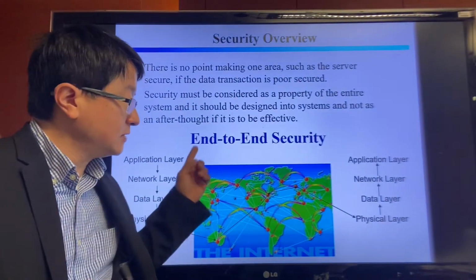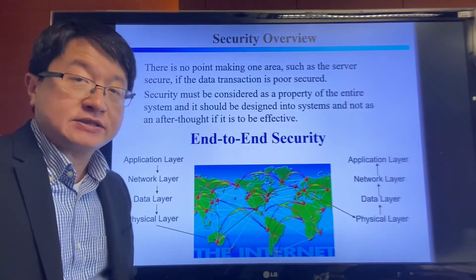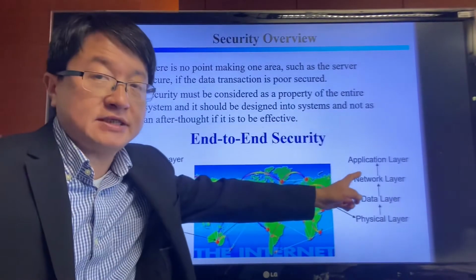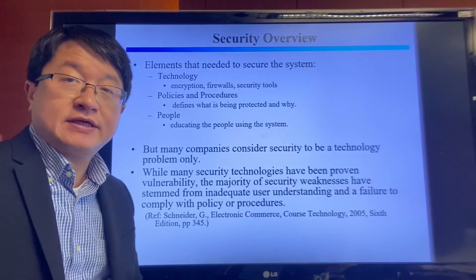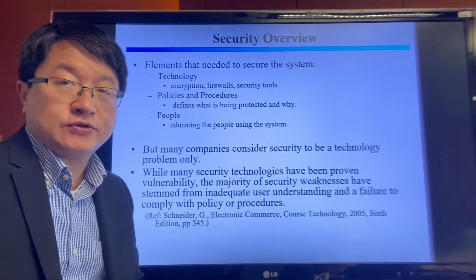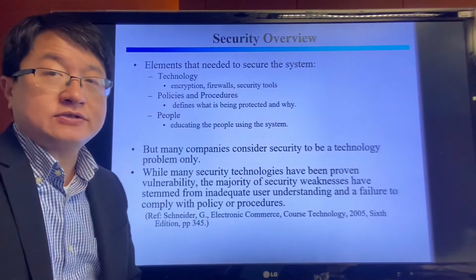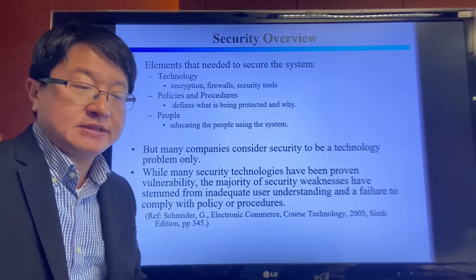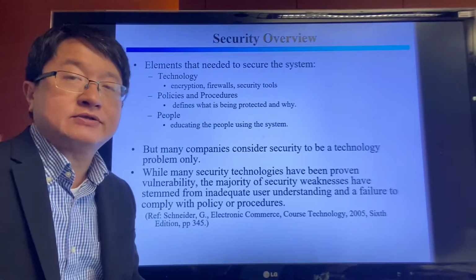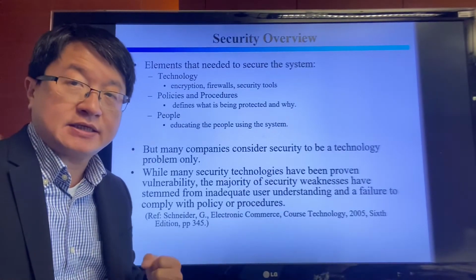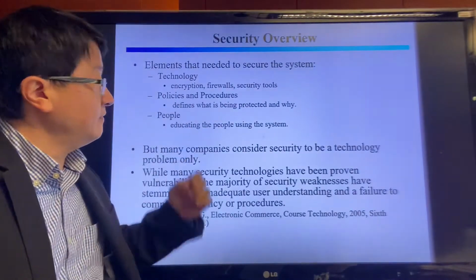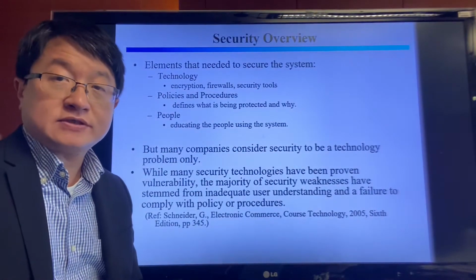Therefore, we need to ensure the end-to-end security and make sure that from the origin to the destinations everything is protected. And we can achieve internet security through 3 approaches. The first approach is technologies. We use different encryption methods, firewalls, and security protocols and so on to help us make sure that the data are safe. And then policy and procedure is equally important.